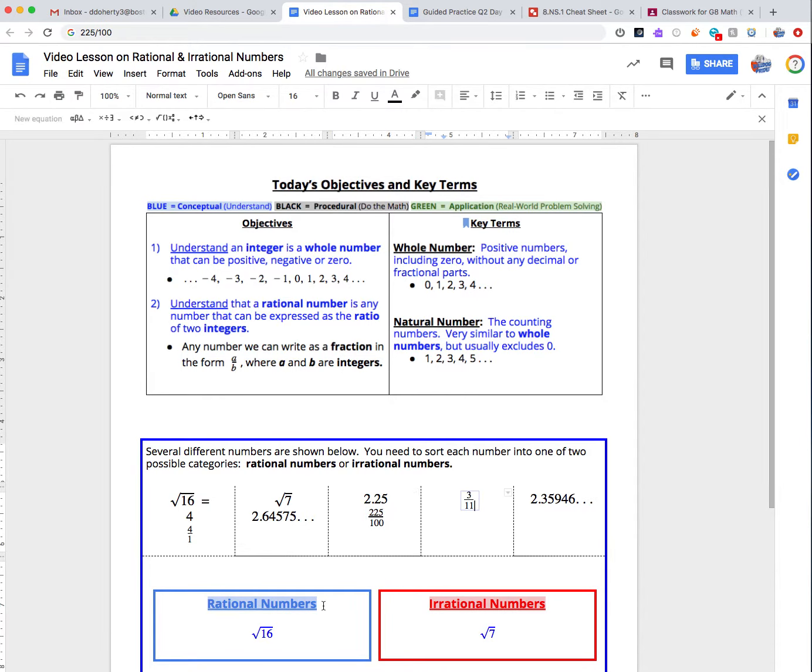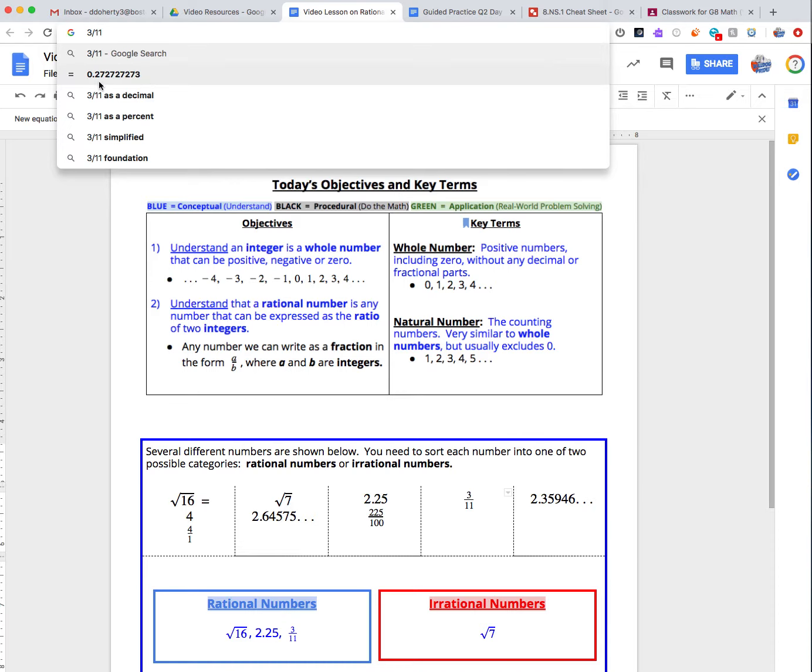3 over 11, that's also going to be considered a rational number because any fraction, by definition, has to be rational. The whole idea of a rational number is, can we write it as a ratio, as a fraction? And this is already in fraction form. Now when we do 3 divided by 11, that decimal is messy, but we see there's a repeating pattern, 27, 27, 27. Any repeating decimal comes from a fraction and will always be rational.